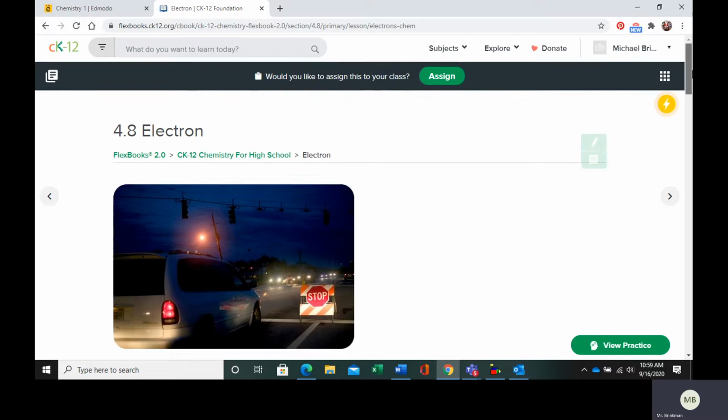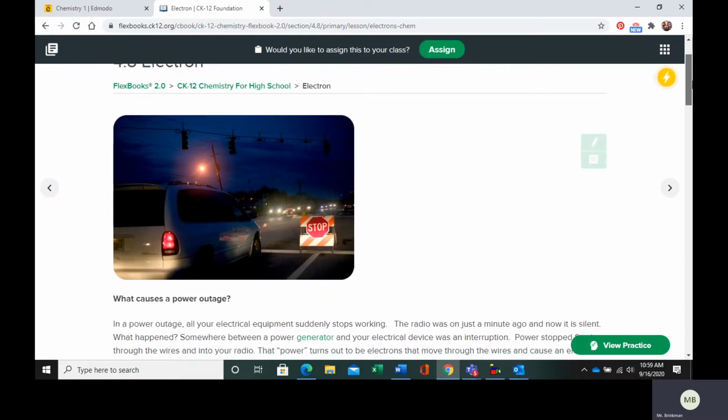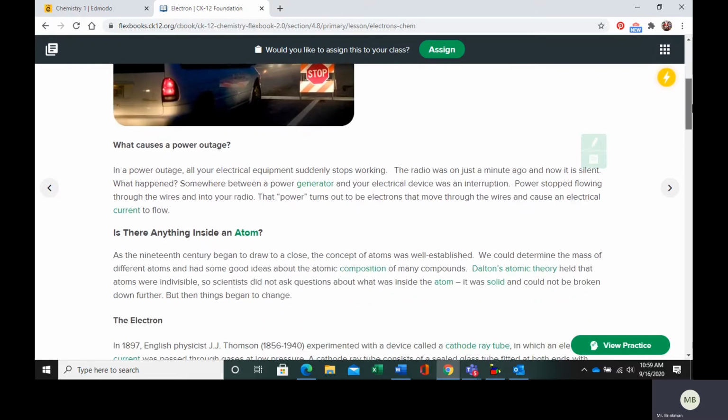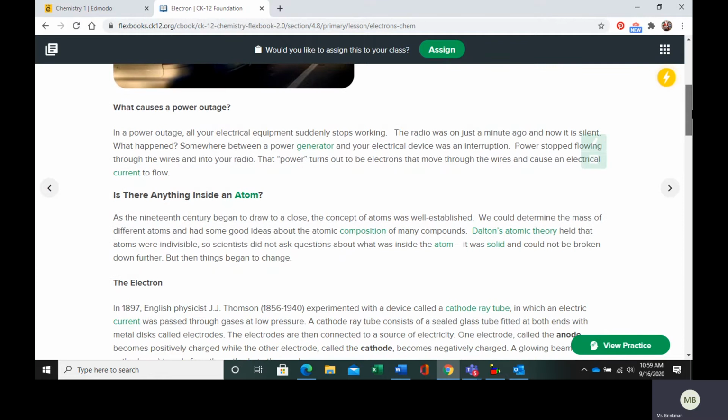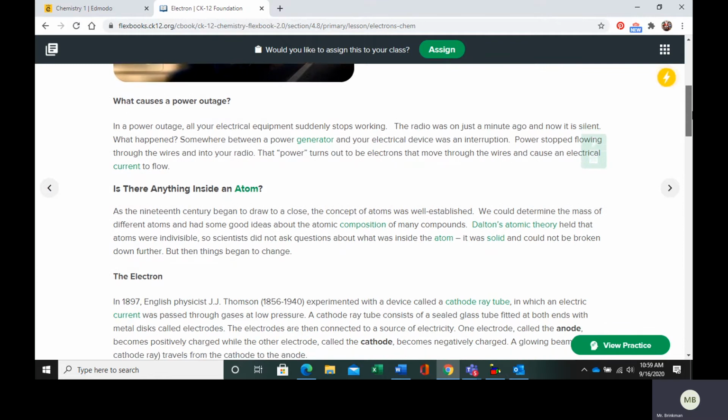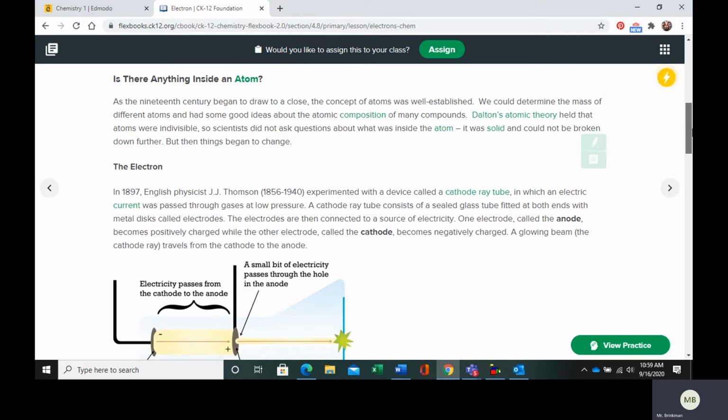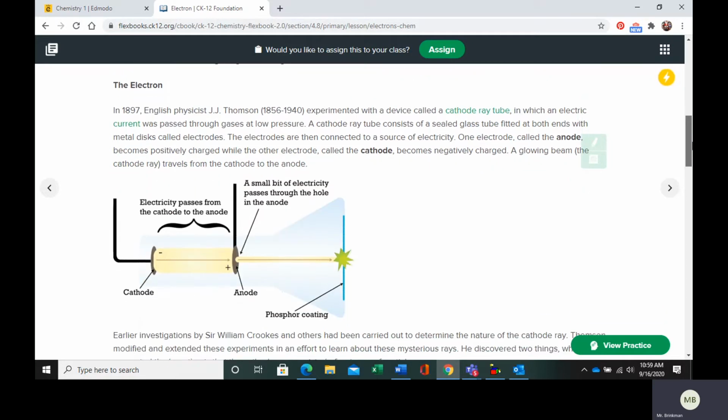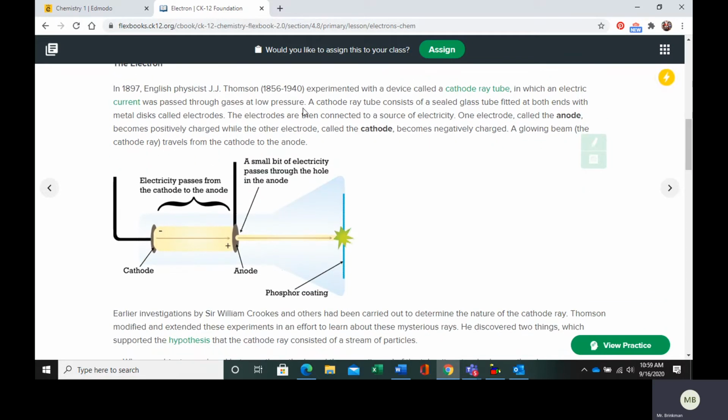So electrons, as we learned earlier, are the negatively charged subatomic particles in an atom. The thinking used to be that atoms could not be broken down any further than just being an atom. But in 1897, English physicist J.J. Thomson was able to discover the subatomic particle known as the electron.